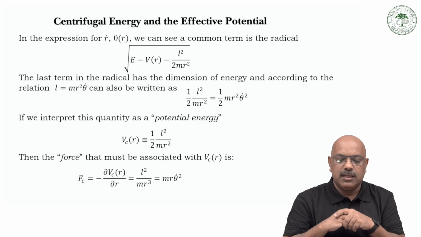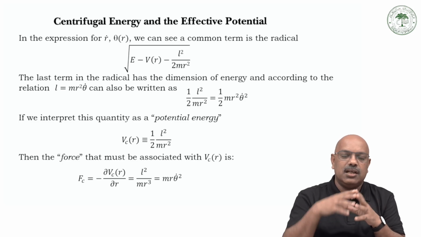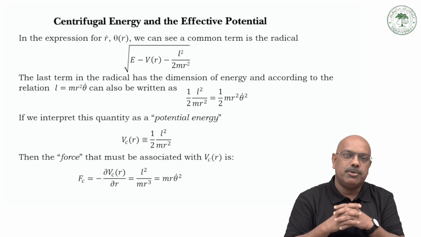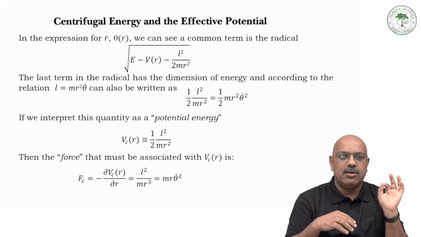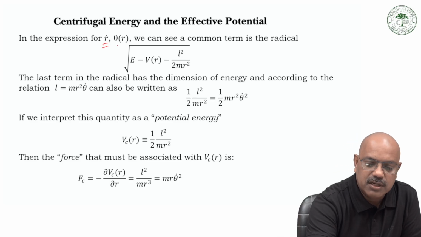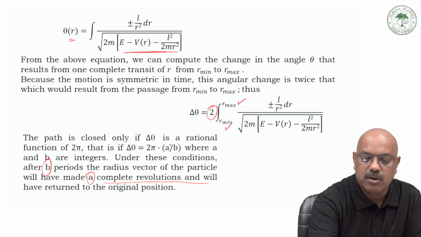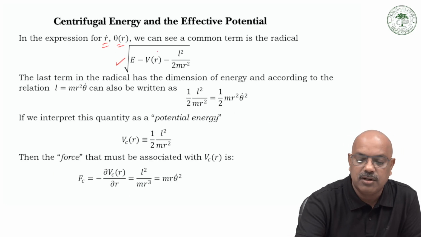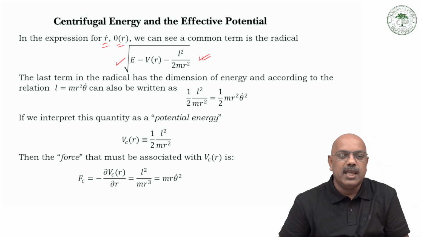Okay, and this is the last thing which I want to discuss today, which is very important to decide, under certain potential, when we plot the potential, what kind of energy it is going to be. So this is centrifugal energy and the effective potential. Whenever you see the expression of r dot or theta r, this is the common expression, and similarly for the r theta, this is going to be the common term in all these expressions.